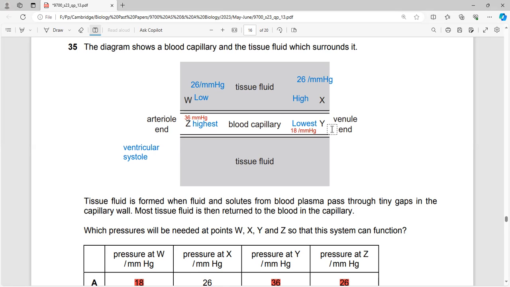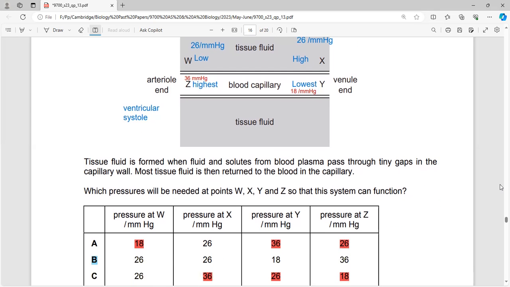Now, why is there a lowest value in Y? Because all the water will go out from the arteriole region to the tissue fluid. So only the larger proteins like globulin and fibrinogen, and hemoglobin and red blood cells, will stay inside the blood vessel. So due to the high salt there will be low water potential, and that's why there will be the lowest pressure of water.